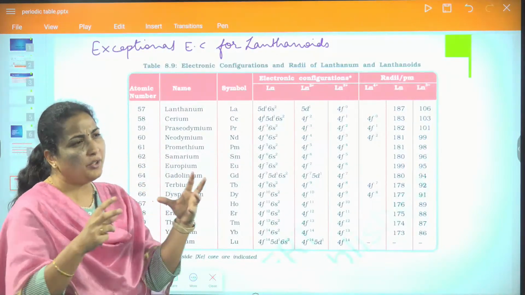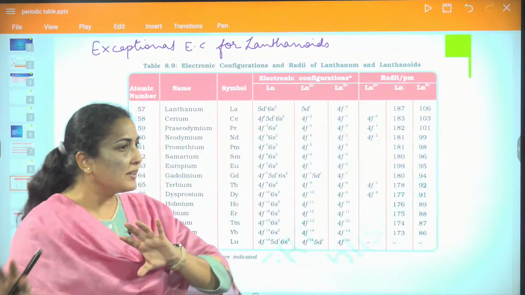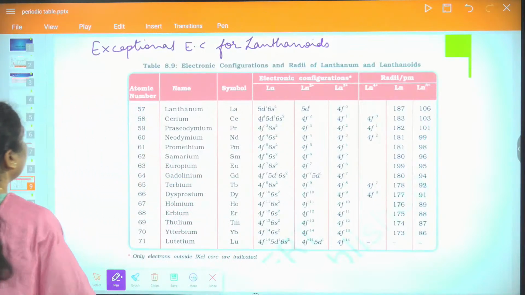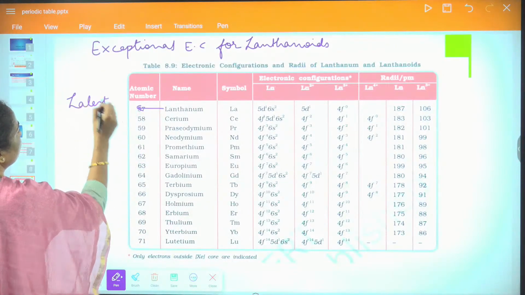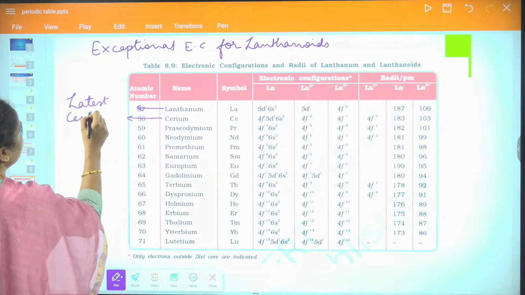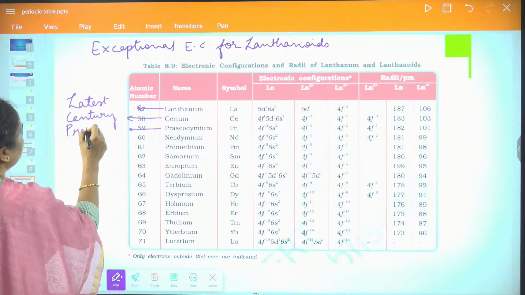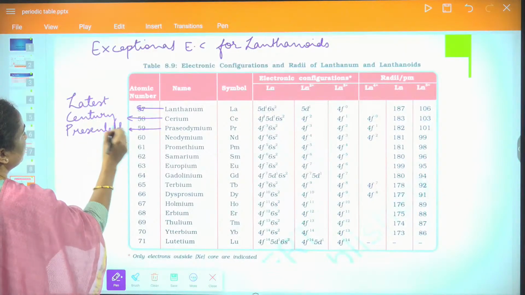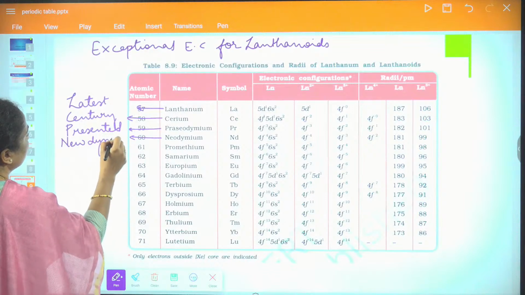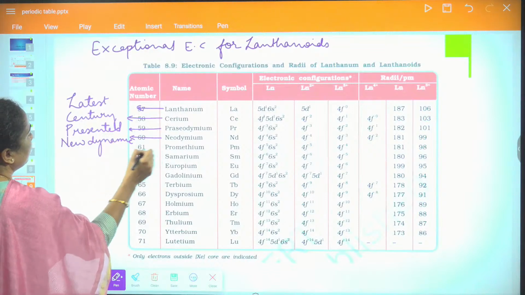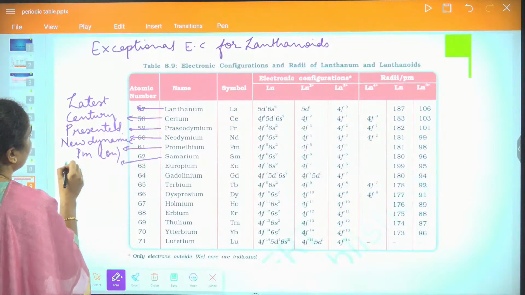Because these are kind of weird elements, it is very difficult to form one single statement, right? So here what I'm writing is: latest century presented new dynamic PM where on social media.